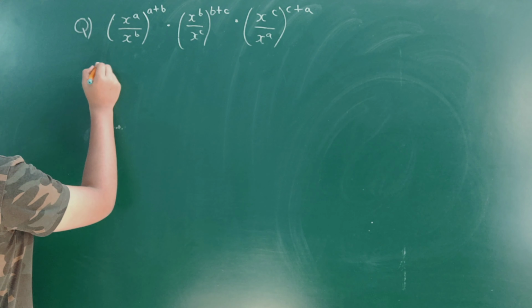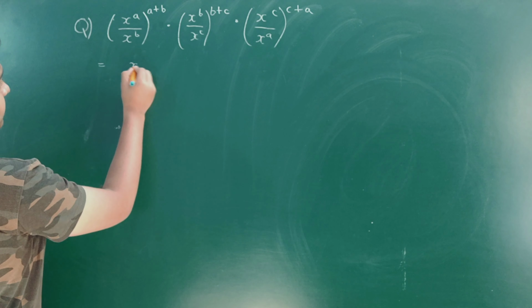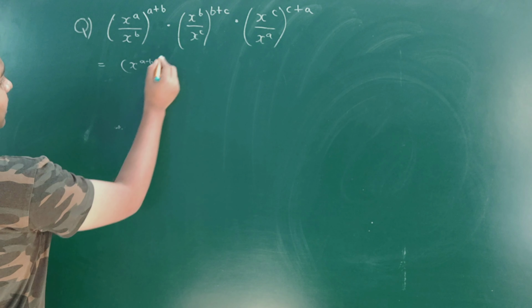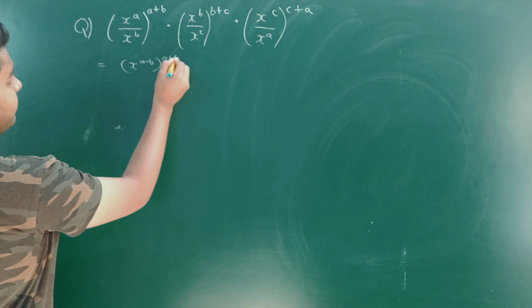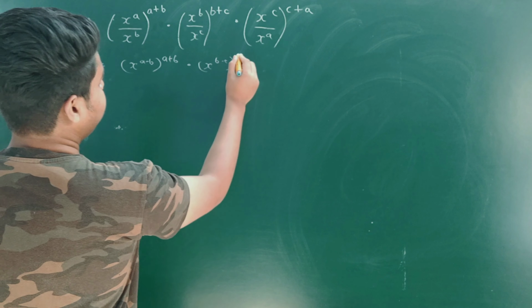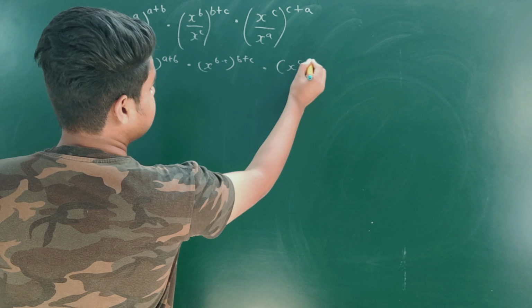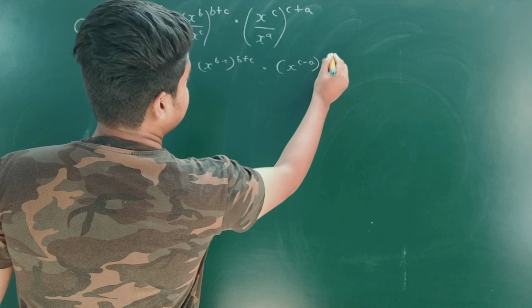What you simply do is, first you bring the denominator up, so it becomes x to the power a minus b to the power a plus b, multiplied by x to the power b minus c to the power b plus c, again multiplied by x to the power c minus a to the power c plus a.